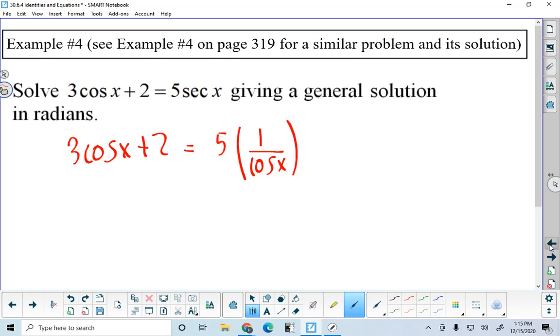I don't like fractions. I'm not talking about me personally. We don't like fractions in equations or expressions. So if there's a legitimate way to get rid of fractions, then we should do so. And we can do that by multiplying both sides of this equation by cosine of x.